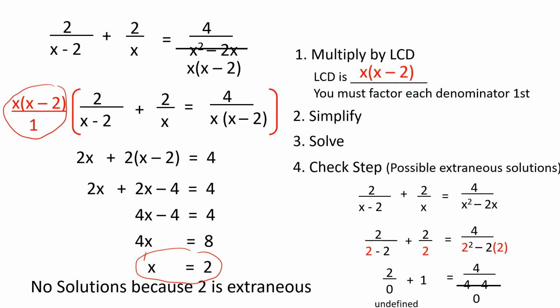In other words, 2 gave us a 0 in the denominators. It made them undefined. So instead of saying x is 2, this would be your answer: no solution. That's your answer. No solution. Not x equals 2. So that was an example of why you need to do check steps, because you're looking for the extraneous solutions.